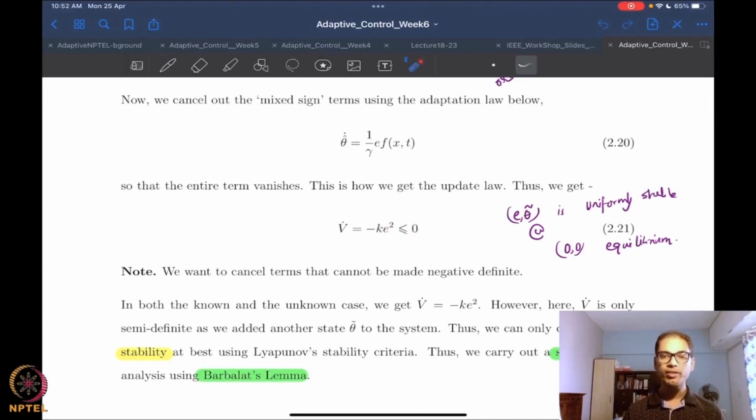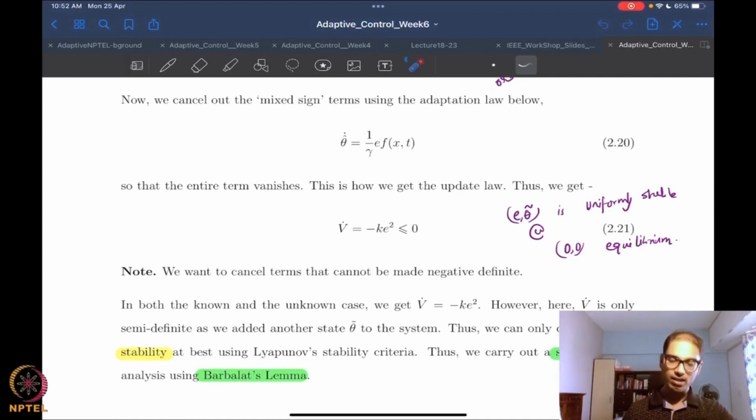Why? Because we emphasized this many times during our Lyapunov analysis sections: if any function does not contain some of the states of the system, then it cannot be definite. It can only be semi-definite, right? And that's what this is, only negative semi-definite, and therefore by using the Lyapunov theorems, you can only claim that the e and theta tilde states are uniformly stable at 0, 0. So you can only claim uniform stability and nothing more. This is critical.